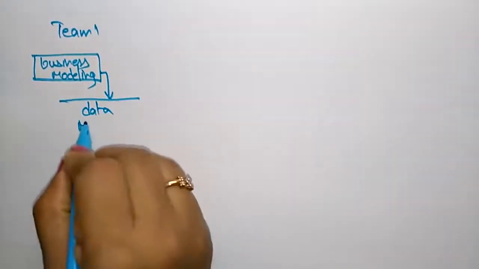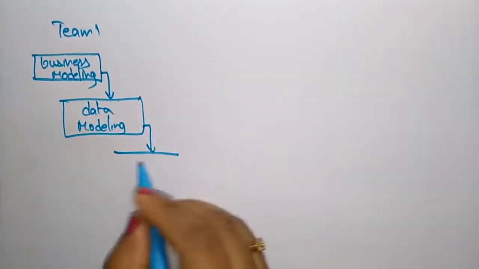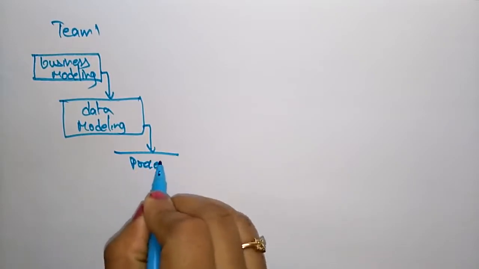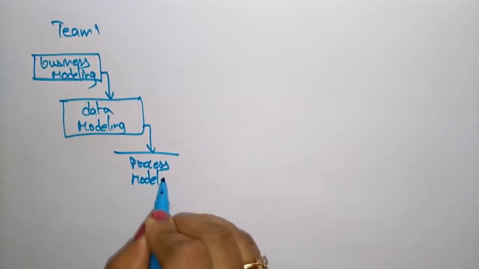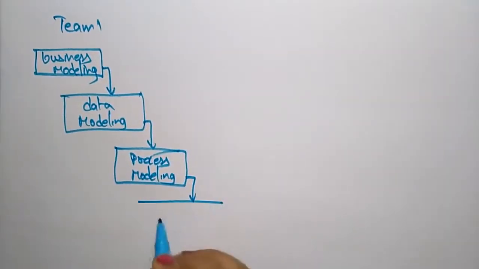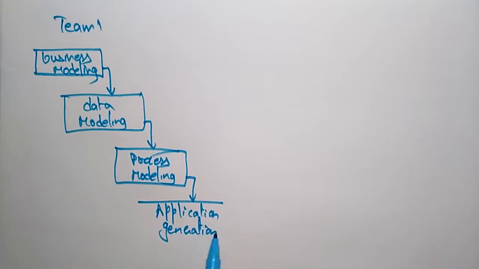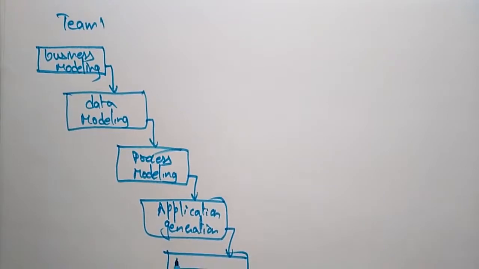Next they try to build the data modeling. Next, process modeling. After that, after modeling, they try to generate the code, that is application generation, implementation. Next, testing and turnover. Testing and turnover means handing over the project. So this is the team 1 going to do this type of technique.